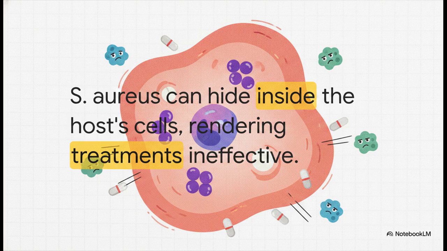One of its most frustrating tricks is intracellular survival. It can actually survive inside the host's own mammary cells. By ducking inside, it dodges immune cells and makes a lot of antimicrobial treatments completely useless. That is exactly why it causes these chronic, recurrent infections that are notoriously difficult to eliminate.